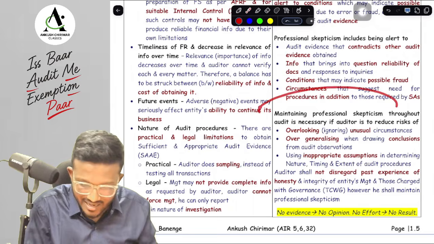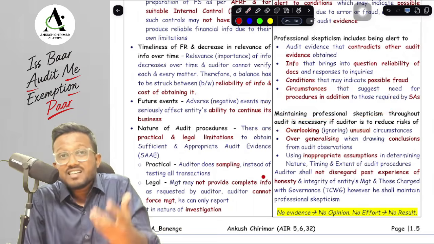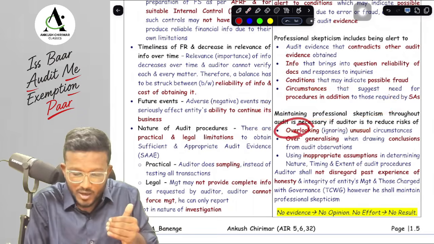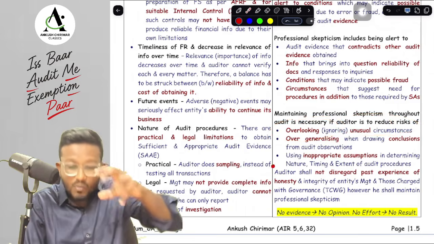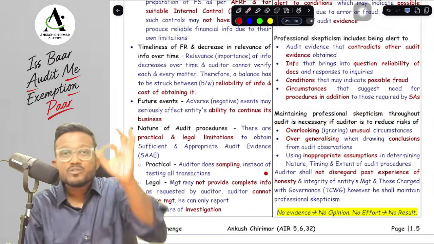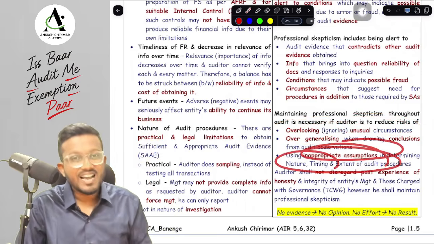Okay, yes sir. Now, why is maintaining professional skepticism throughout the audit necessary, sir? So that we can reduce the risk of overlooking. What is overlooking, sir? Overlooking unusual circumstances, overgeneralizing when drawing conclusions, and using inappropriate assumptions when we are determining the nature, timing and extent of audit procedures.